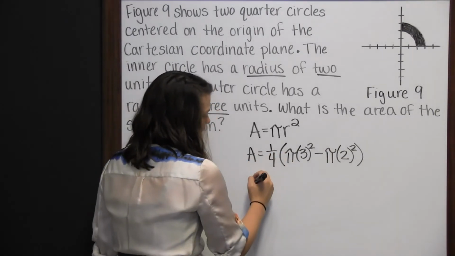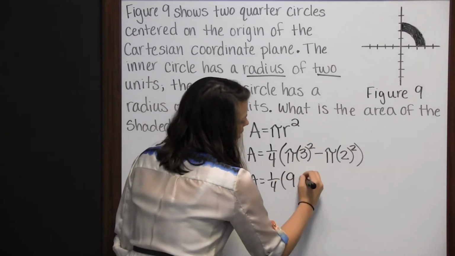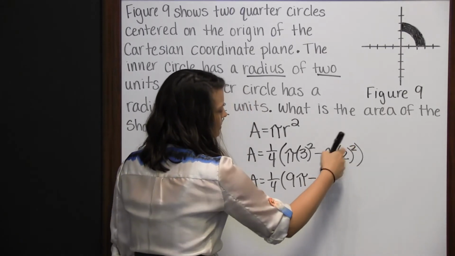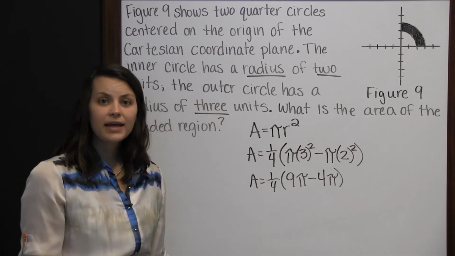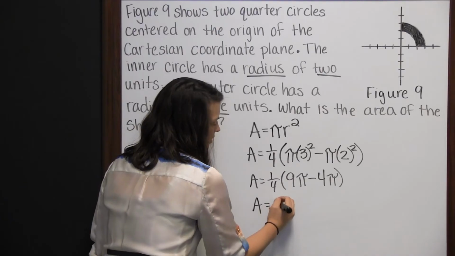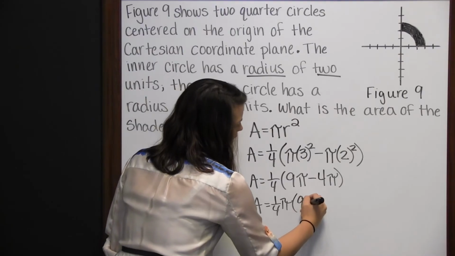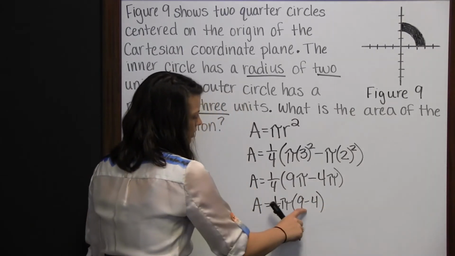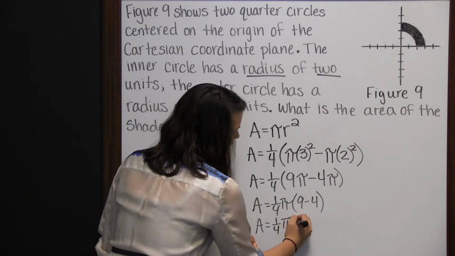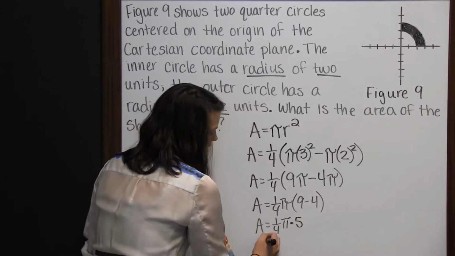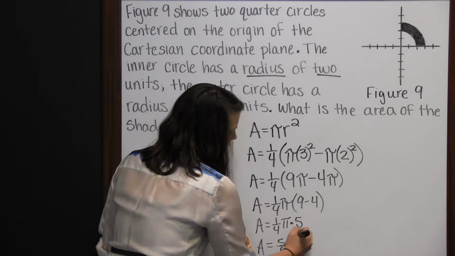So that's where these numbers came from. And now let's simplify that. So we get area is 1/4 of 3 squared is 9, so 9 pi, minus 2 squared is 4, so 4 pi. Now since each one of these terms has a pi in it, we can factor the pi out. So we get area equals 1/4 pi times the quantity 9 minus 4. And then we can simplify 9 minus 4, so we have area equals 1/4 pi times 5. And 1/4 times 5 is 5/4, so that's 5/4 pi.